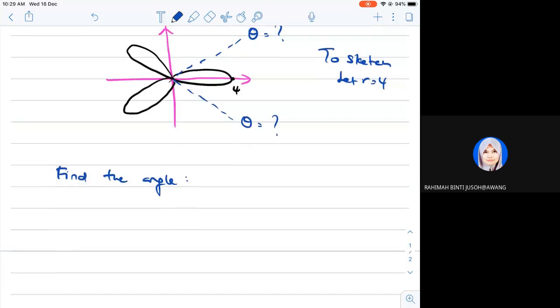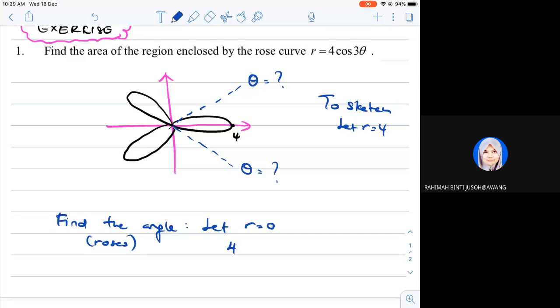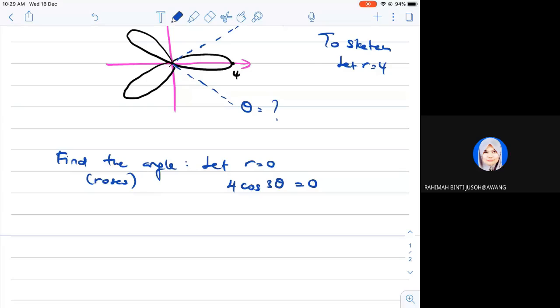However, in order to find the angle, for roses, we let r equals to 0. Okay, step ni spesifik untuk roses sahaja. So we know that r equals to 4 cos 3 theta, so we equate this with 0. So why 0? Because we want to find the bounded angle for one loop, complete loop. So kita akan let equals to 0 lah.